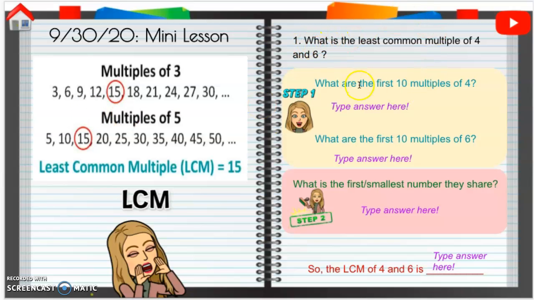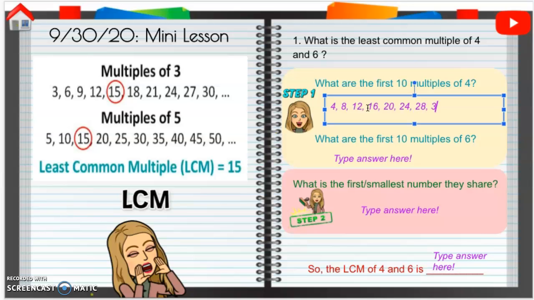So number 1 over here, what is the least common multiple of 4 and 6? Step 1, what are the first 10 multiples of 4? Well, I know the multiples of 4 are going to be 4, then 8, and then 12, 16, 20, 24. So we're going by 4s. That's 1, 2, 3, 4, 5, 6. We need 10, so let's get up to 10.